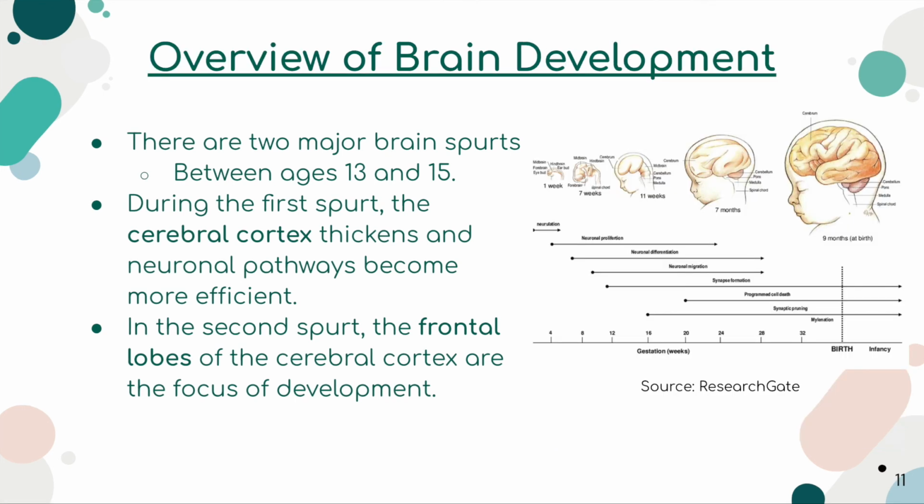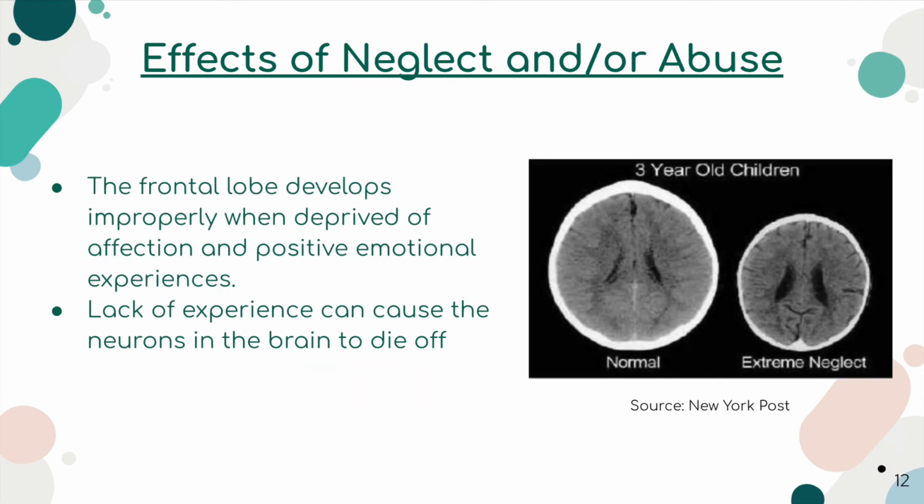So here is a timeline of the overall brain development, which summarizes what was already discussed in the presentation so far. Although all of these phases come automatically to most human beings, they can be severely disrupted by abuse or neglect. Some examples include the frontal lobe, which develops improperly when deprived of affection and positive emotional experiences. Also, a lack of social experience can cause the neurons in the brain to die off.